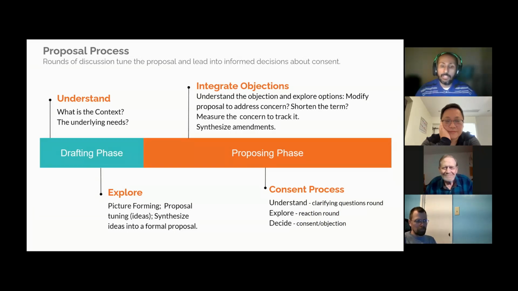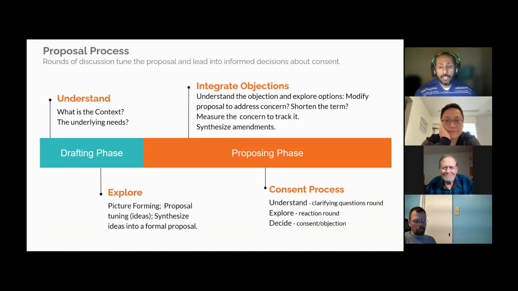And then you have the integrate objections. So people might not like something, so you want to understand what they're trying to get at and see if we could work around those objections and address any concerns that anybody might have. And then try to track it and put it in there.